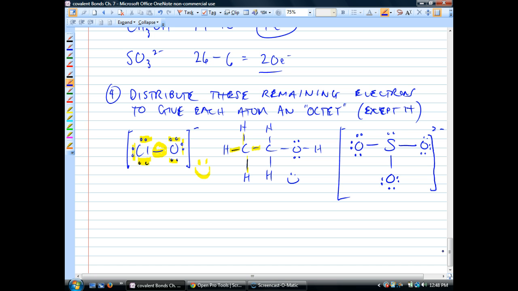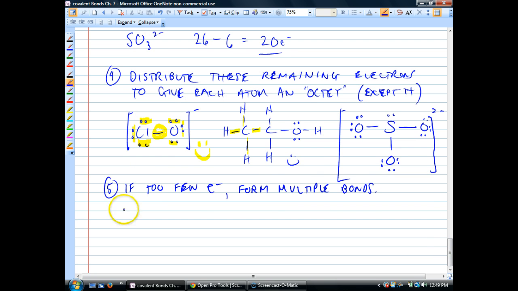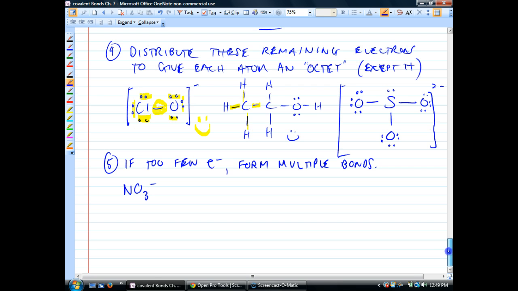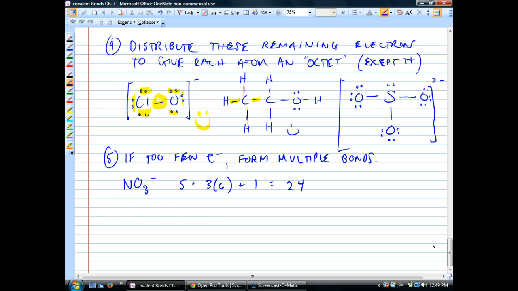Now, these are all pretty simple cases, so it gets a little bit more complicated. Step 5. If too few electrons, if you don't have enough electrons, you form multiple bonds. So we're going to have to introduce another example here. Step 5 is if you run out of electrons. So let's see what that would look like. Nitrate. If we go through the steps for nitrate, we count up the valence electrons. We've got 5 plus 3 times 6 plus 1. That is 24, right? So I've got 24 valence electrons.